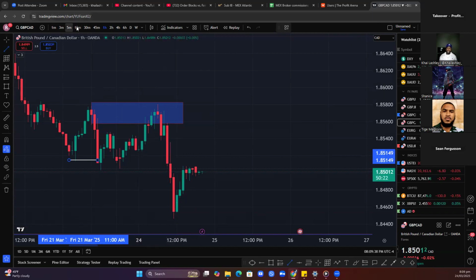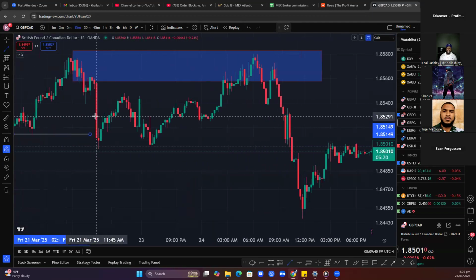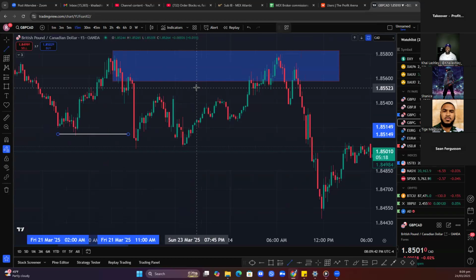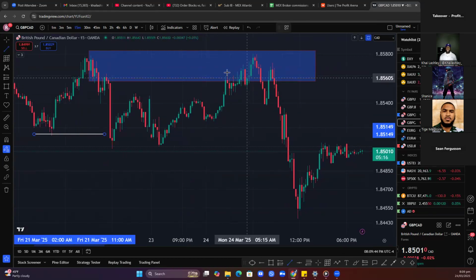So price trading back into these areas. Let's see if we looked at this from a 15-minute perspective. Price trading back into this area here. The likelihood of it, right, is a pretty big area. The likelihood of it pushing down from here is high.